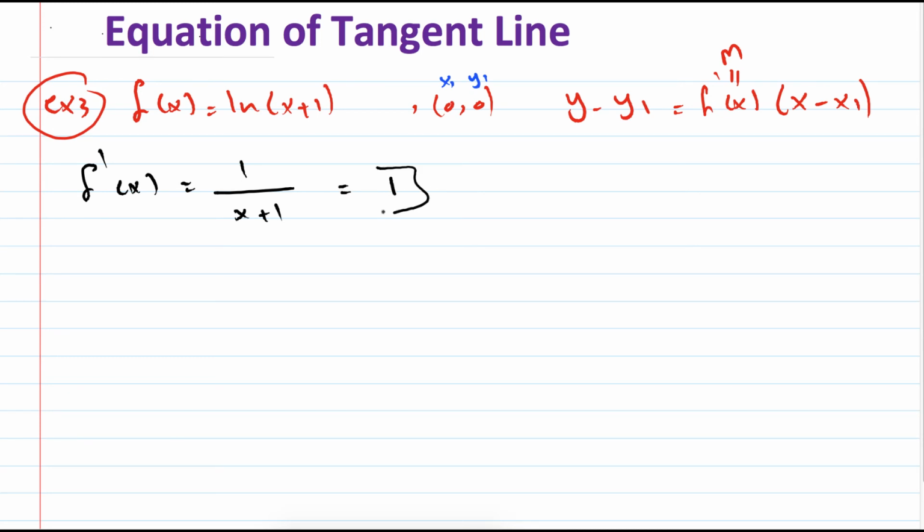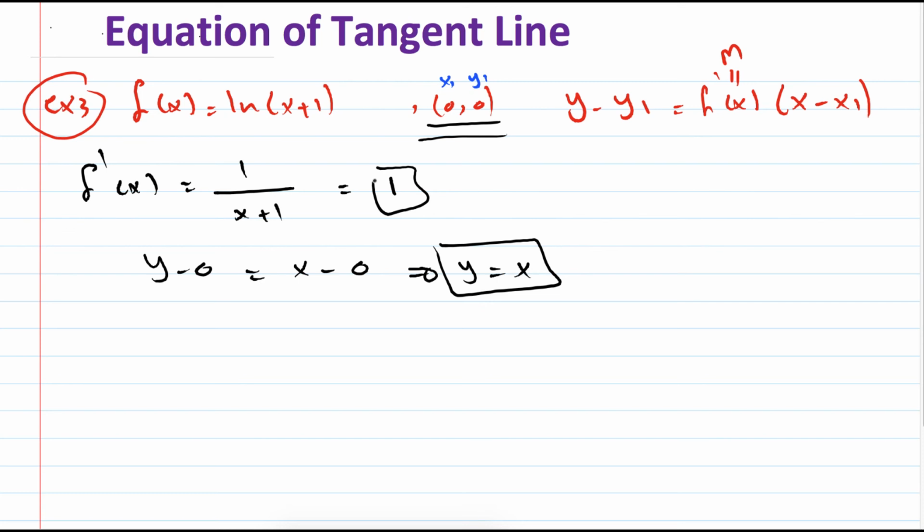So this is our m. So y minus 0 equals x minus 0. So from this, y equals x. That is the equation of the tangent line for the function natural log of x plus 1 at 0 and 0. So basically that is how we find the equation of a tangent line.